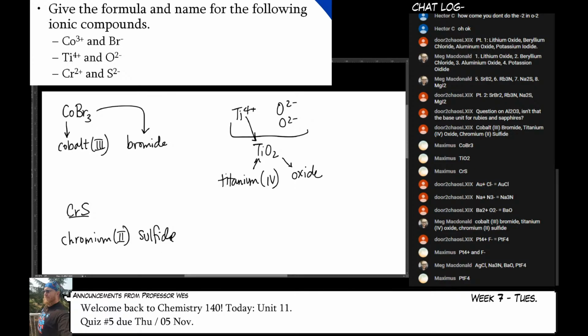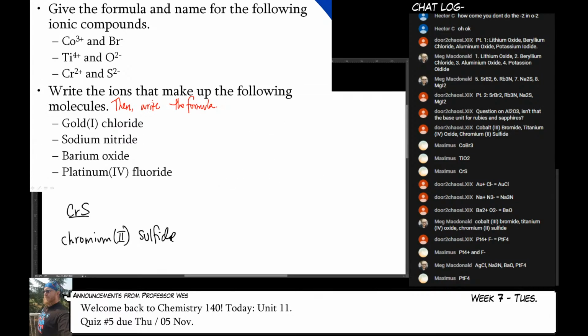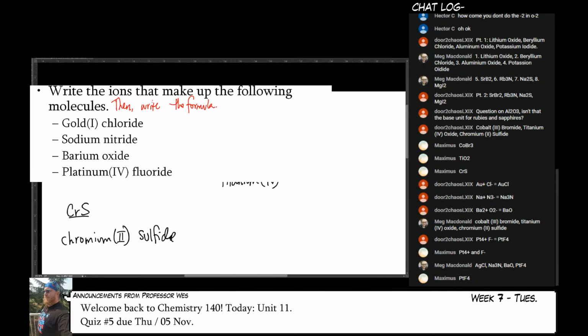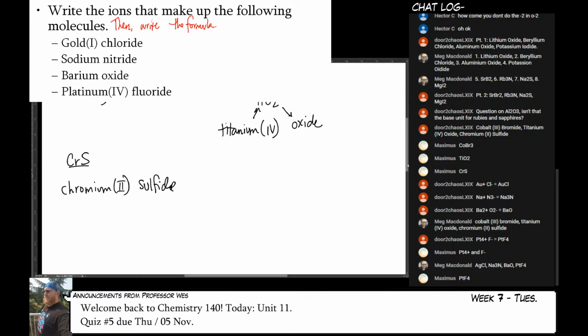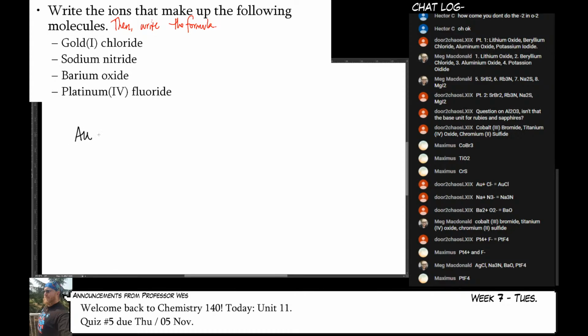All right, that's the first 3. Let's do these last ones. Write these ions and then write the formula. So we'll just scroll this right down. So we got gold(I) chloride. So that means that for gold(I), I got to write down its symbol. If it's got a 1, that means it has a +1 charge. Here's chloride. So I can put those together, and then there's the formula.